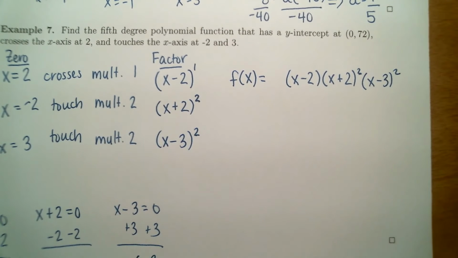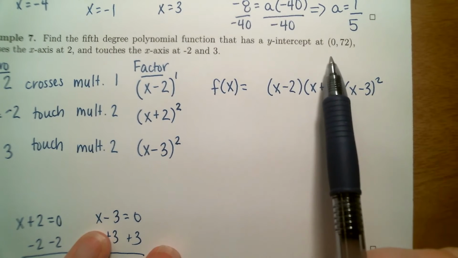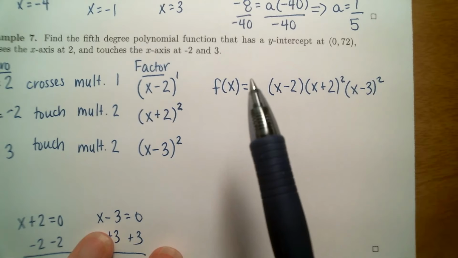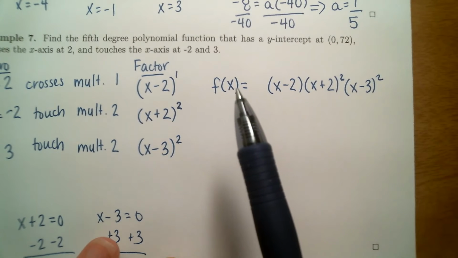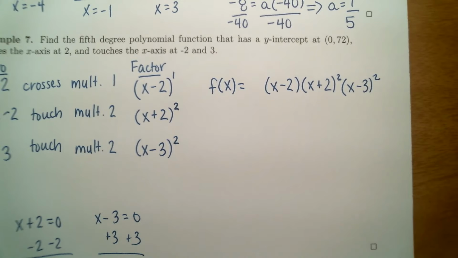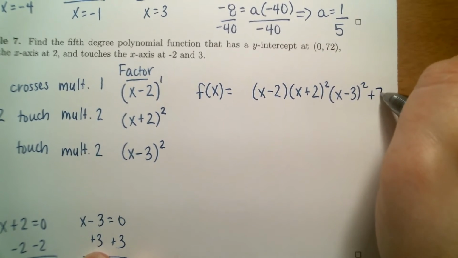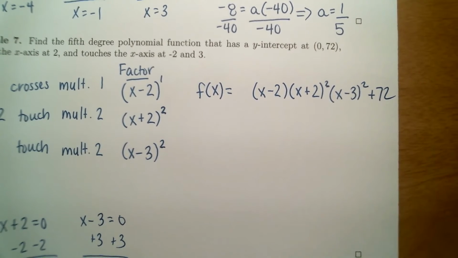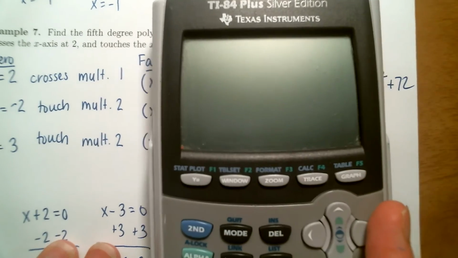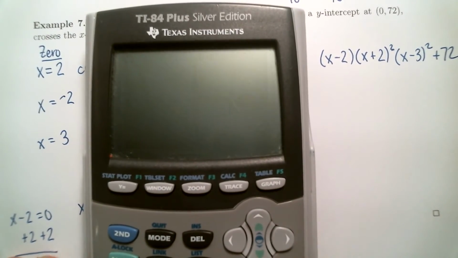But we have not talked about the fact that there is a y-intercept at (0, 72). So we need to account for that. Every time I go over this problem, every semester, right after we do example 6, I ask people how they would handle this y-intercept at (0, 72). A lot of people tell me, I'm going to tack on a plus 72. That is not correct. Look at the calculator. Remember, you can check yourself here.